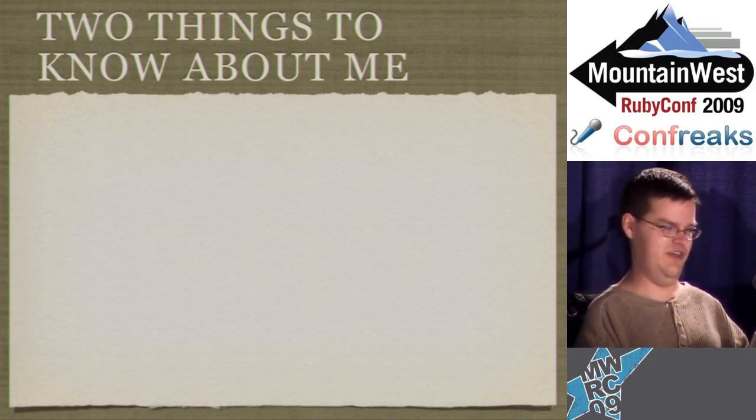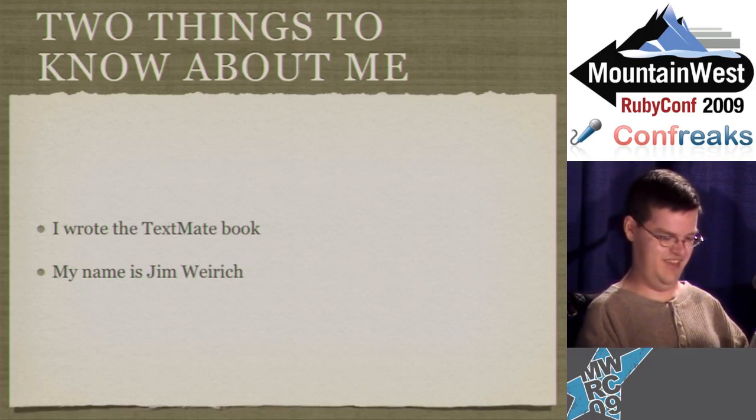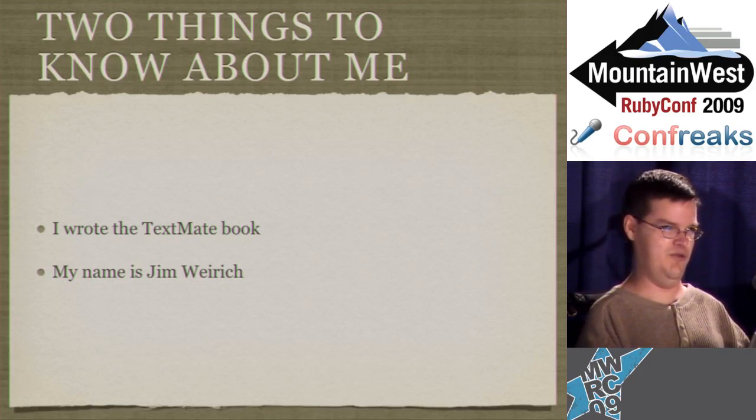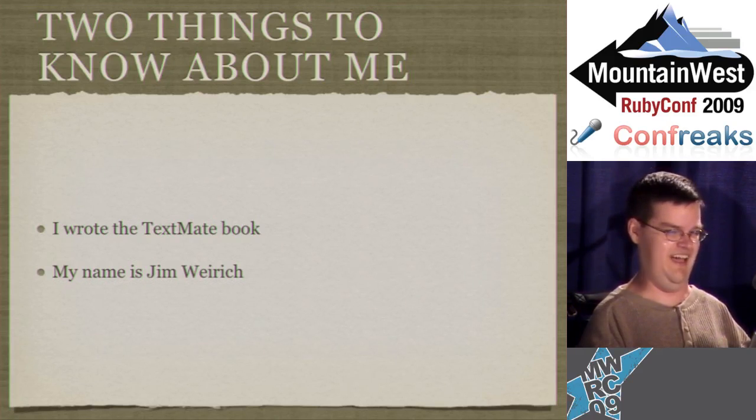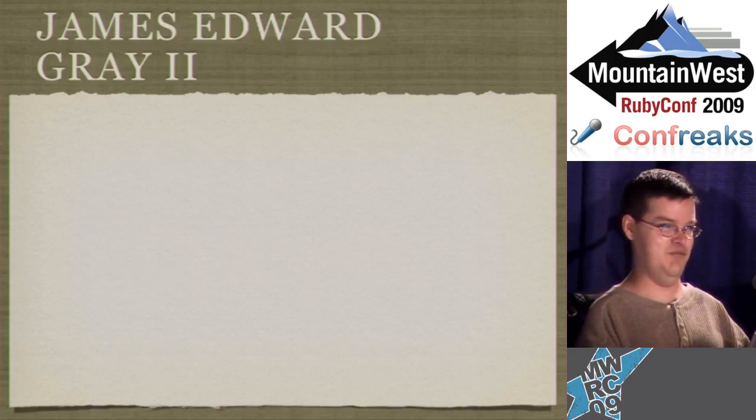There's really only about 2 things you need to know. I wrote the TextMate book for the Pragmatic Programmers, and my name's Jim Wyrick. So just ask your friends to point me out in the hallway, come up to me, talk to me about TextMate. I love that. So I'm just kidding. I'm James Edward Gray II.